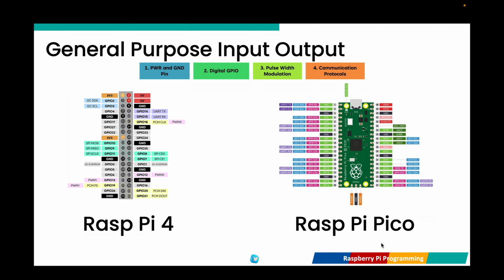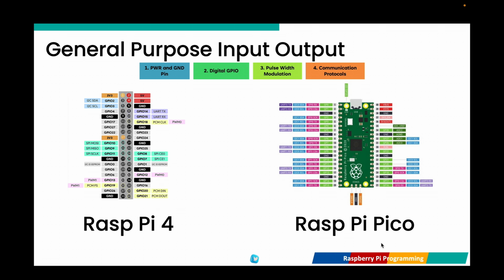These pins are divided into three main groups, which are I2C, SPI, and UART. I2C stands for Inter-Integrated Circuit, which is used to communicate with sensors, displays, and other low-speed peripherals. Raspberry Pi 4 has two I2C buses, while Raspberry Pi Pico allows two I2C controllers.